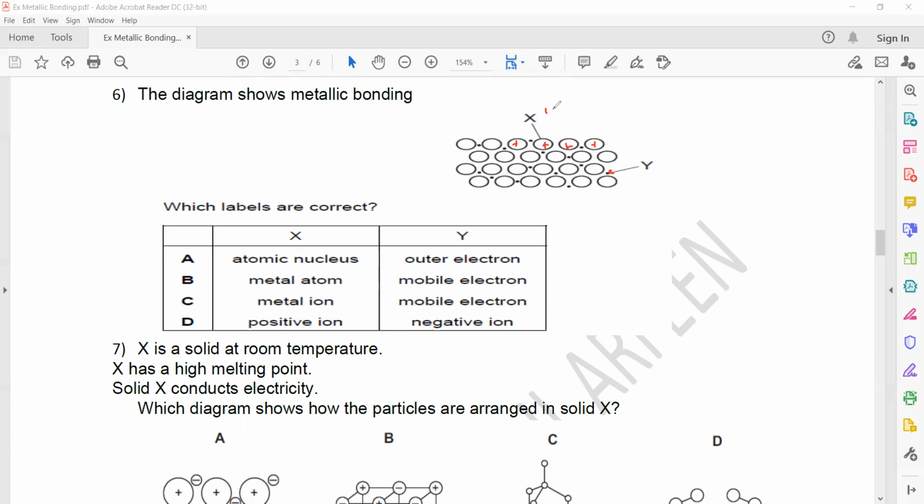It can be a metal ion. You can say a metal ion because metal ions are also positive, or you can say it is a positive ion. So either C or D will be the answer. But what about label Y? Label Y in a metal is not a negative ion, it is actually the mobile electrons which can move easily. That's why C is the right answer.